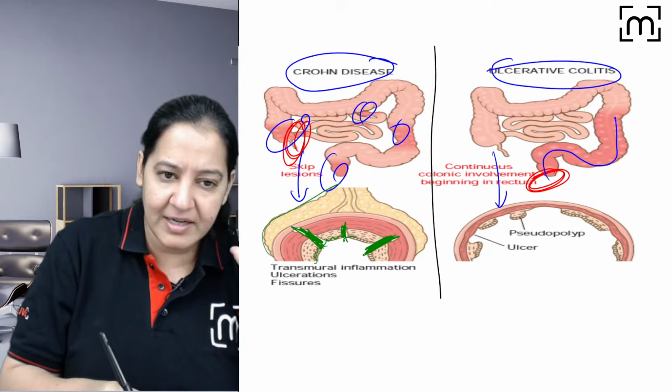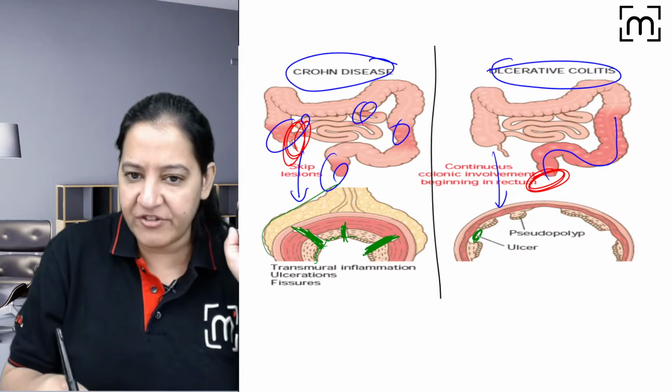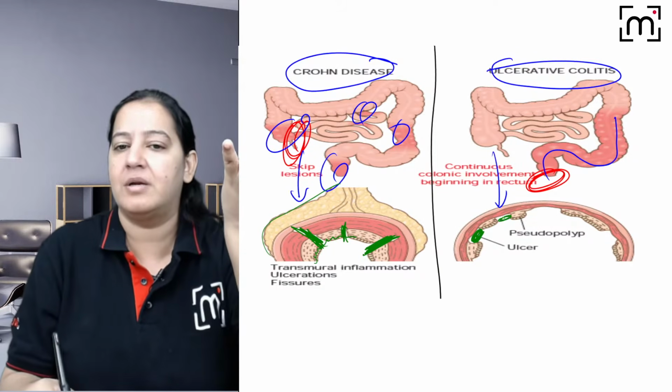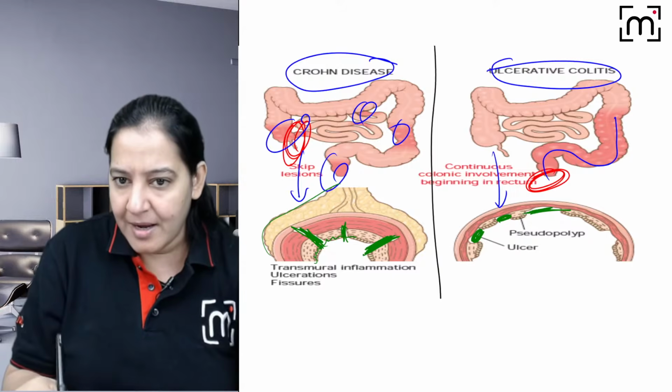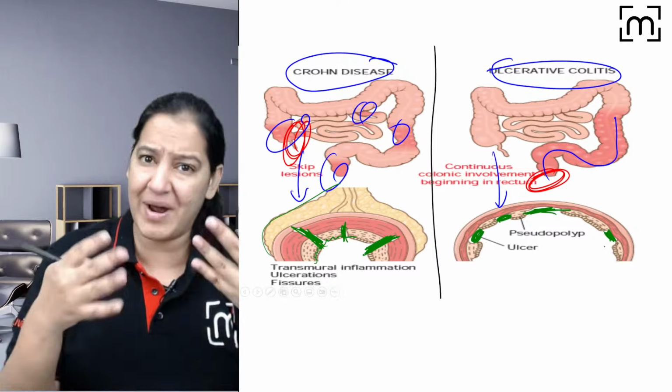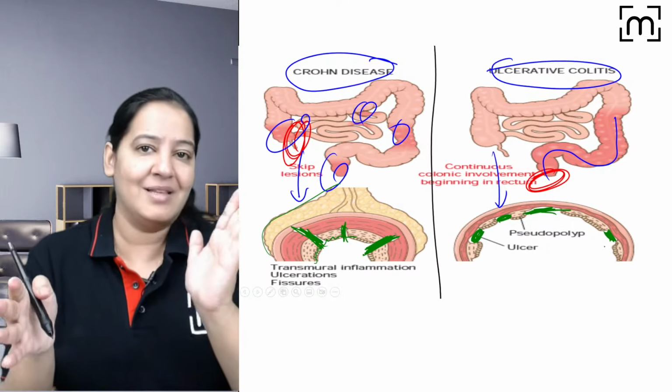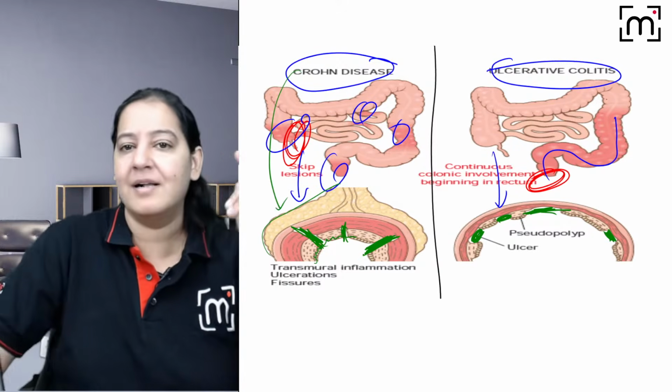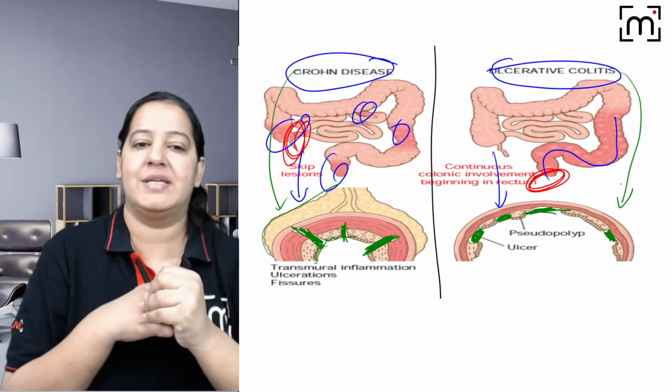Here see the ulcers are deep. And here if you see, the ulcers are superficial. They are widened but superficial. The width is more, but the depth is less. I guess I am able to explain you. I am trying hard. So see, the ulcers are deep in CD and the ulcers are superficial in UC. Give me a thumbs up.